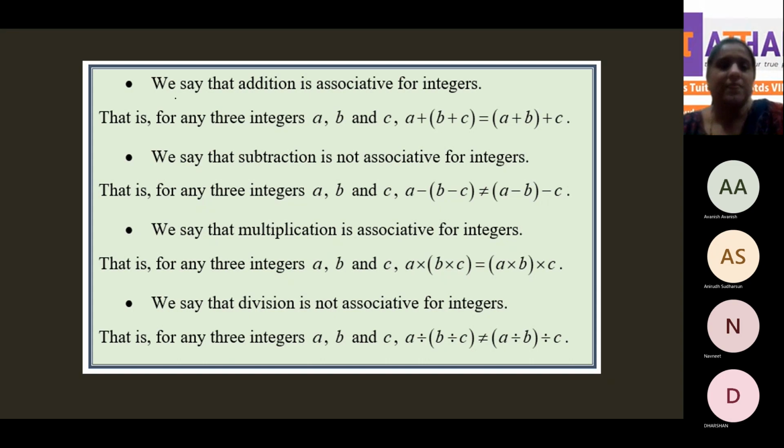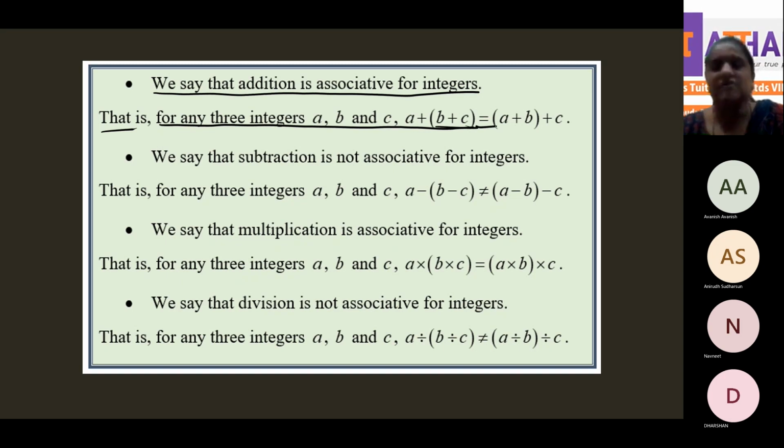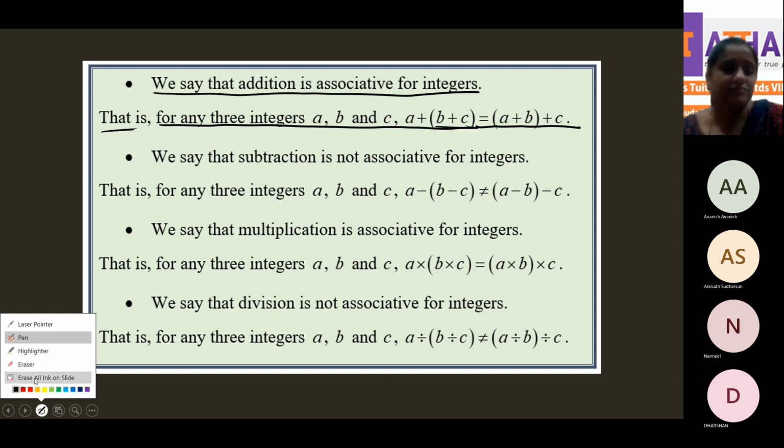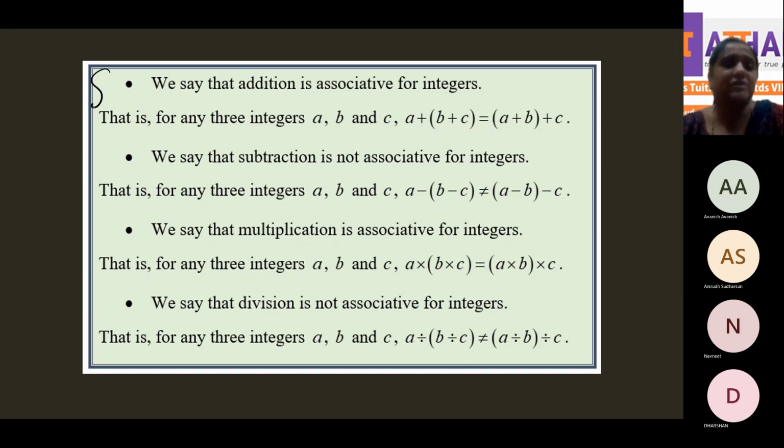I've explained all this. We say that addition is associative for integers. What do we mean by that? That is, for any three integers a, b, and c, (a + b) + c is equal to a + (b + c). Didn't I explain this, children? Why no answer?